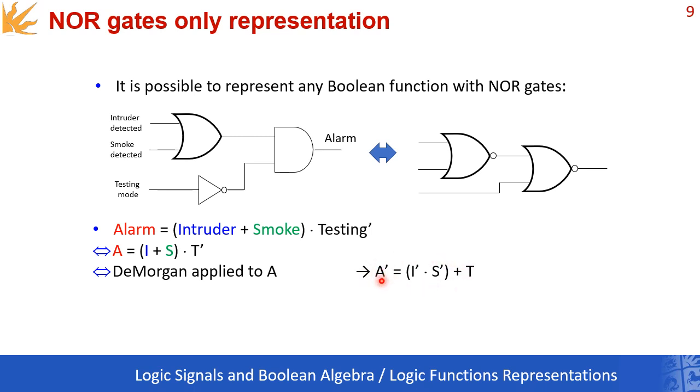If you invert A, then you're essentially inverting also the right side over here. But as you know from De Morgan, this would mean that you replace the logical AND here with a logical OR, and you invert both sides here. So if you invert the testing mode, it will be T over here, and you invert also whatever is inside the parenthesis. Also, you replace the OR operation with an AND operation.